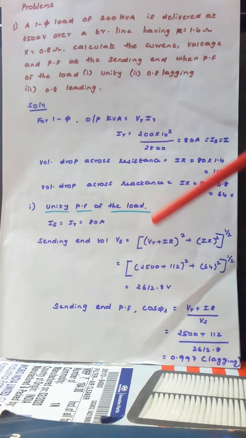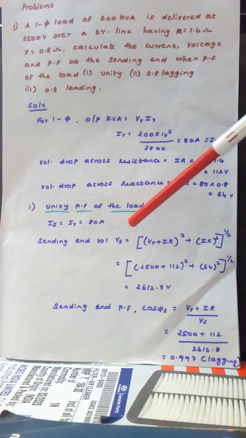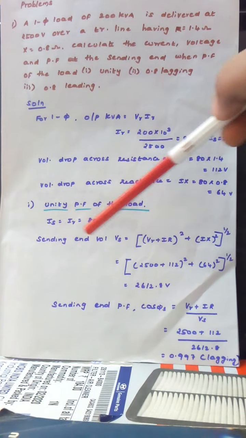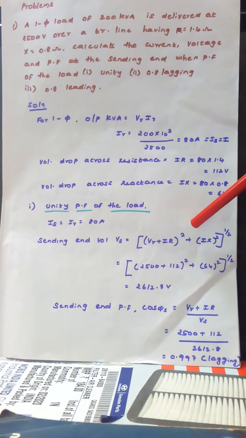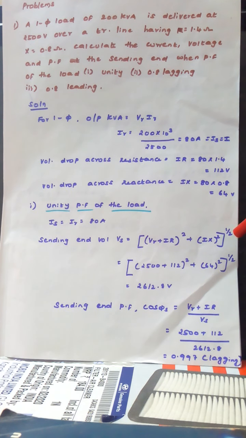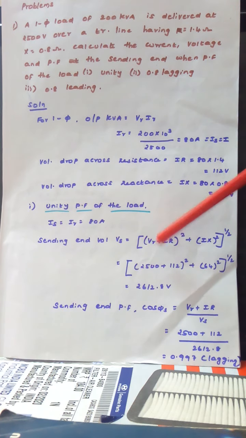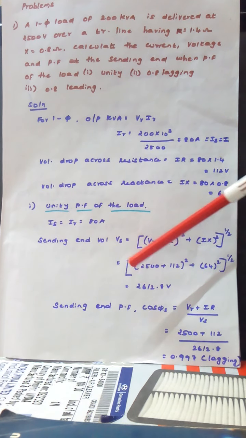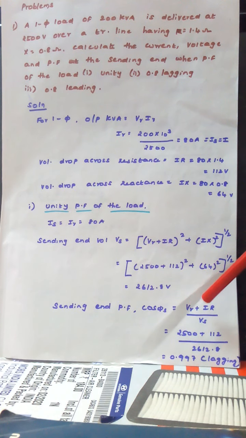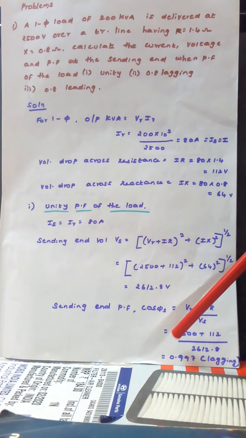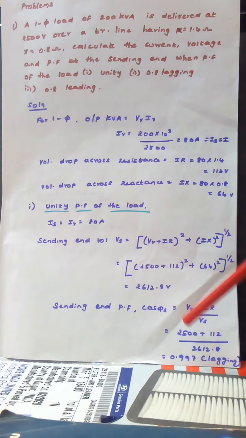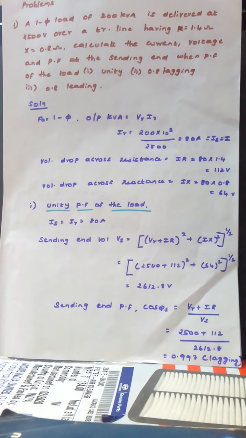So in case 1 we have to find out for the unity power factor of the load. We already got this in the phasor diagram of the unity power factor. So sending end voltage Vs equal to the square root of (Vr plus Ir) the whole square plus (Ix) the whole square. Vr is 2500, the IR drop we got as 112 and Ix is 64. If we substitute here we get Vs as 2612.8 volt, and the sending end power factor cos phi s is Vr plus I into R divided by Vs. So Vr is 2500 plus the IR drop 112, and Vs we got as 2612.8. So we are getting 0.997 lagging.